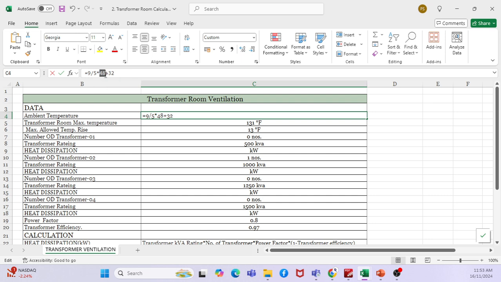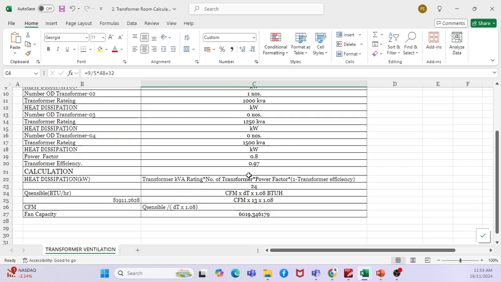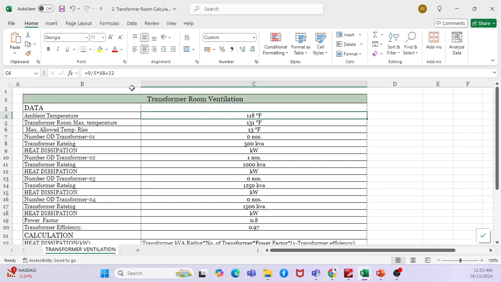So 48 degrees Celsius, you are going to convert into Fahrenheit, because this equation is in Fahrenheit. The delta T is in Fahrenheit. If you go to the equation table, we have to convert into Fahrenheit. So 48 degrees multiplied by 9 by 5 plus 32 will give you the ambient temperature. And for the maximum temperature, 55 multiplied by 9 by 5 plus 32 will convert into Fahrenheit.